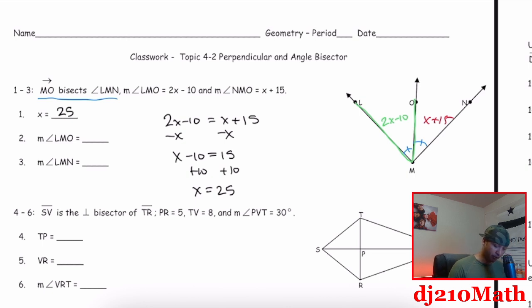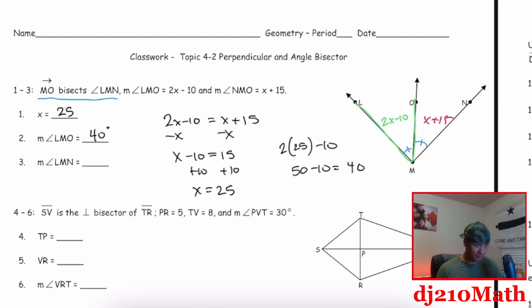So I want to figure out what the actual angles are. So we have to plug this back in to one of them. So 2 times 25 is 50, minus 10 is 40. So the measure is 40. Since they're congruent, they both have to be 40. But you could check yourself if you want. We could plug in 25, 25 plus 15 is 40.